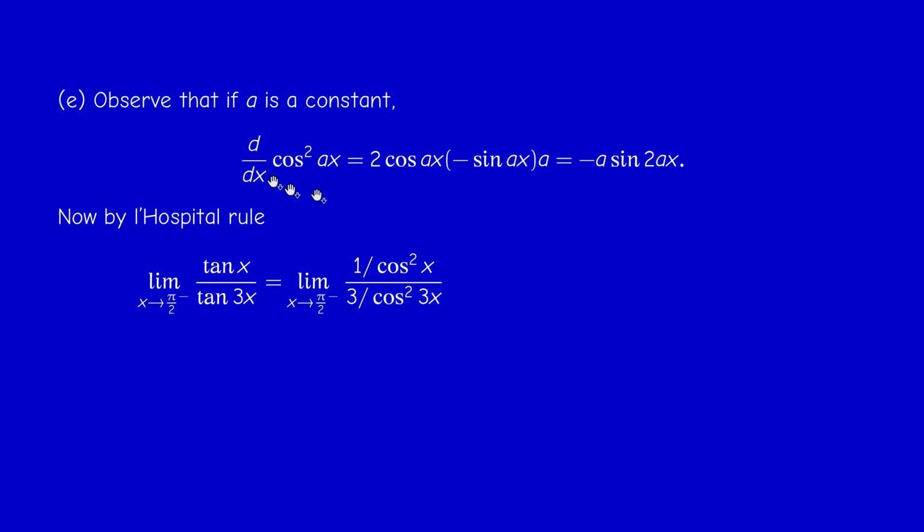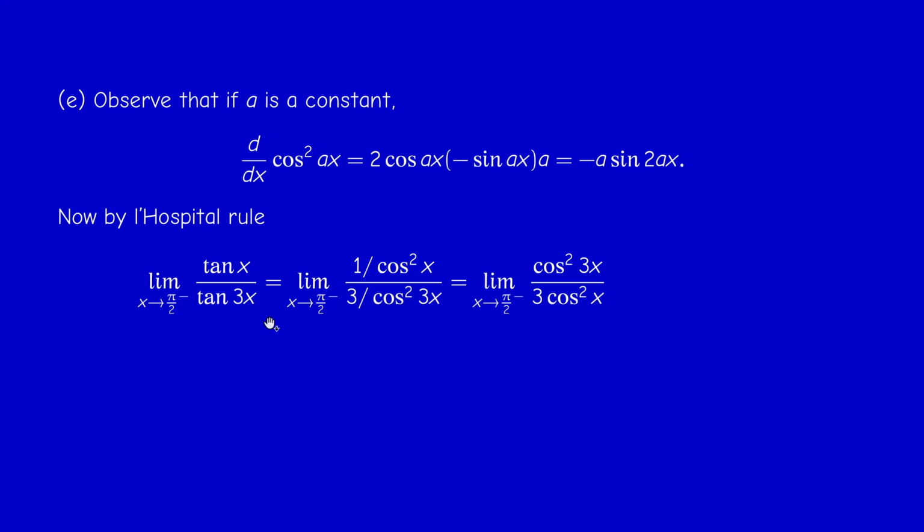So just to simplify my computation, the derivative of cosine square ax, if a is a constant, by the chain rule, is 2 cosine x times minus sine x times a. So it's a times sine 2ax. Now I apply L'Hopital rule. The derivative of tangent, I write it as 1 over cosine square. And by the chain rule, the derivative of the denominator is 3 over cosine square 3x. Now I rearrange that. So it's cosine square 3x over 3 cosine square x.